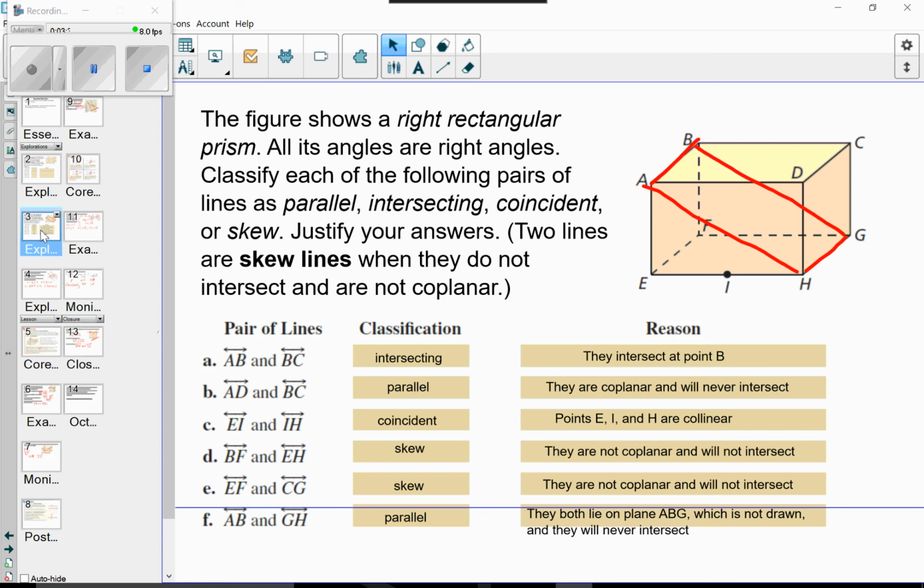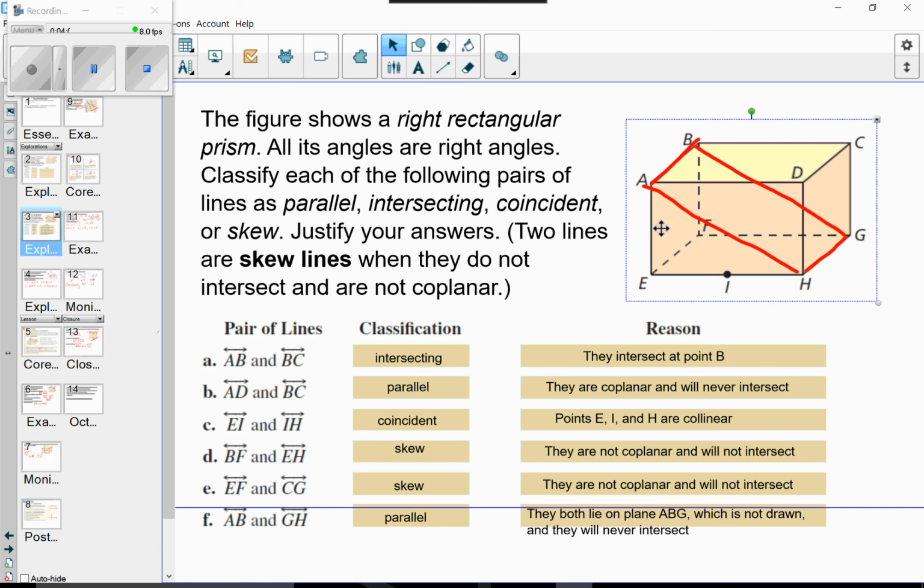And then finally for F, AB and GH. Those are parallel. And you can see that I drew those red lines in here to show that those are parallel lines. It's basically a non-drawn plane. You have to draw the lines in. And you can create a plane inside of the box going diagonal. So we have our vertical and horizontal planes, but we also have those kind of hidden, undrawn diagonal planes that you can draw in. So you can see how I connected AB to GH. That does create a plane, and then those two lines would be parallel.